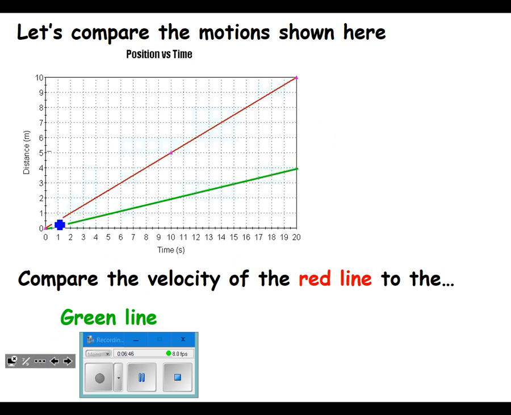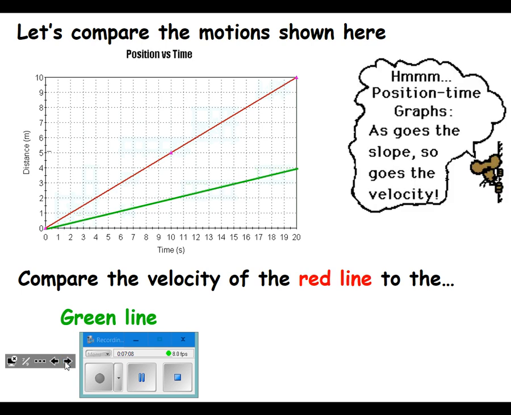So I want to compare the red line. The red line is going pretty constant speed, so it's like set it on cruise control and just going. The green line has less of a slope, so that must mean it's going a little bit slower. It's still taking 20 seconds, but it's not going as far in 20 seconds. So it's going slower. Again, the slope is telling me its velocity.